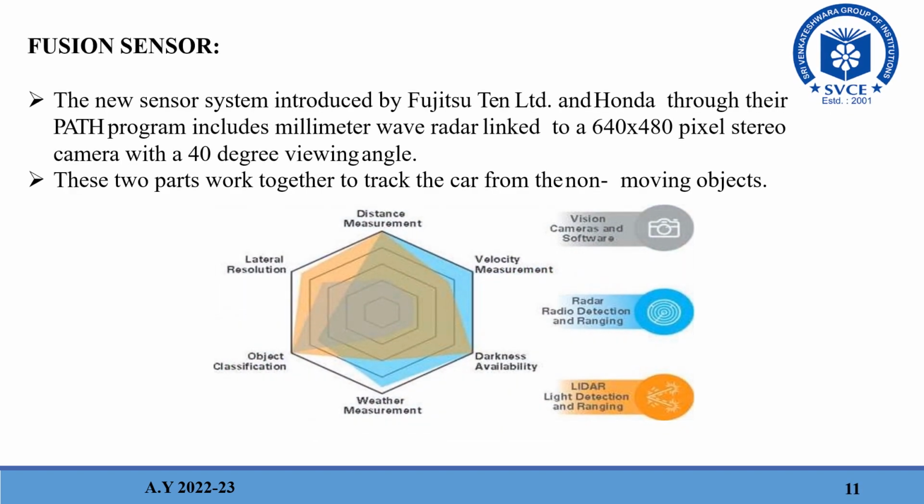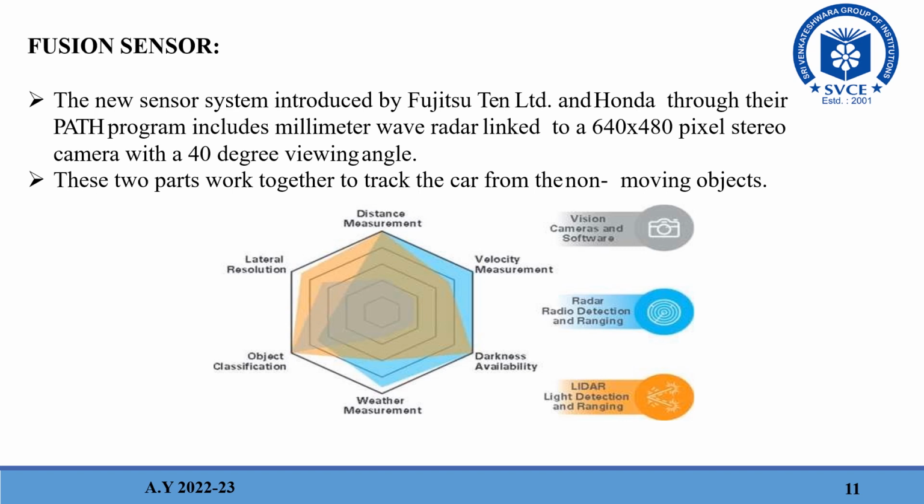After LiDAR, let's come to the fusion sensor. The new sensor system introduced by Fujitsu Ten Limited and Honda through their PATH program includes millimeter wave radar linked to a 640 by 480 pixel stereo camera with a 40-degree viewing angle. These two parts work together to track the car from the non-moving objects.